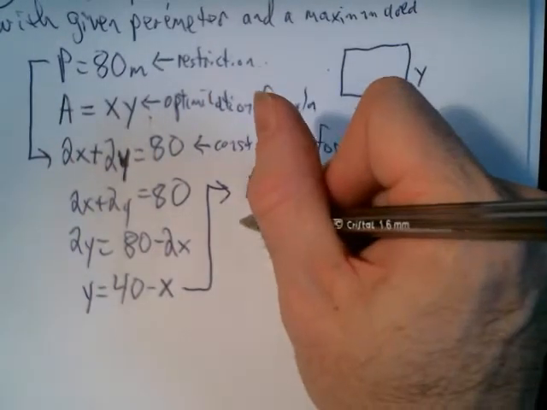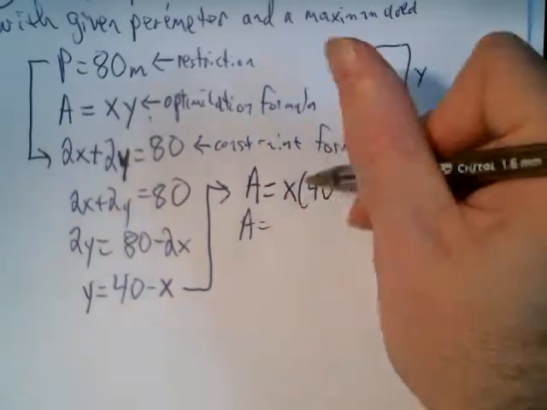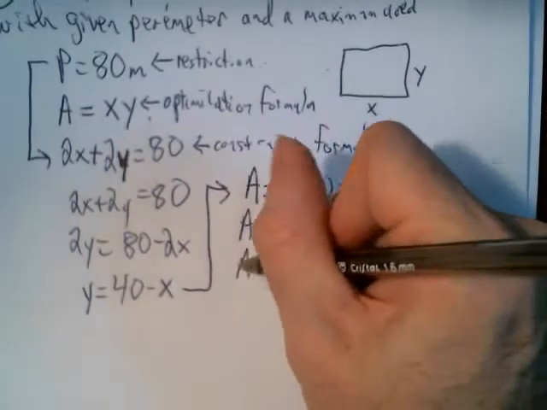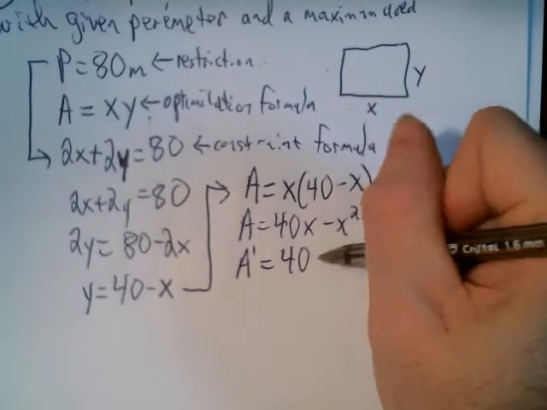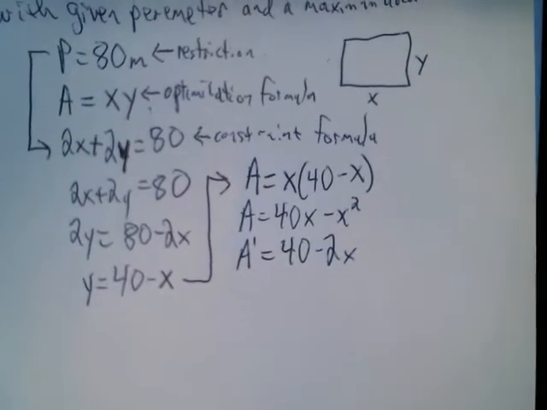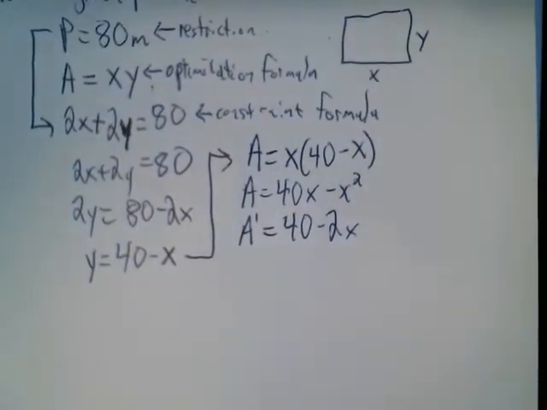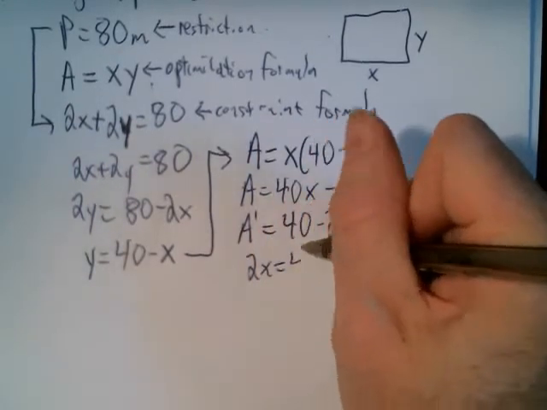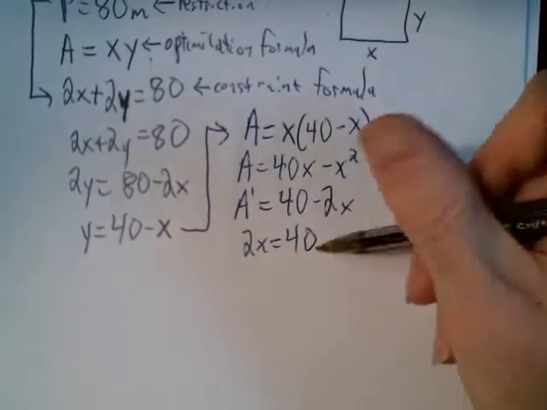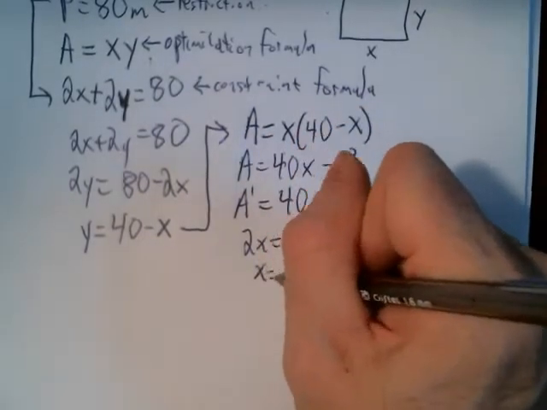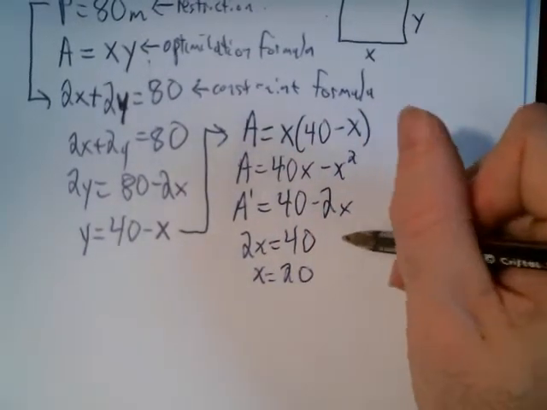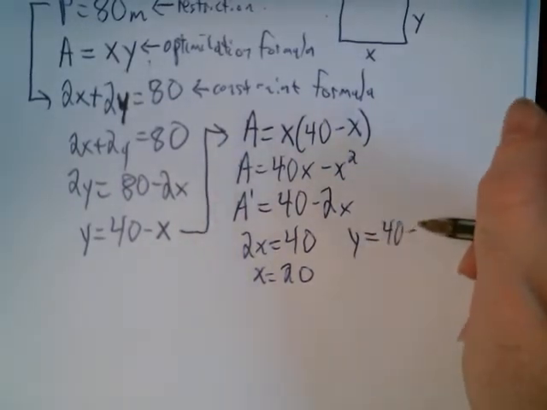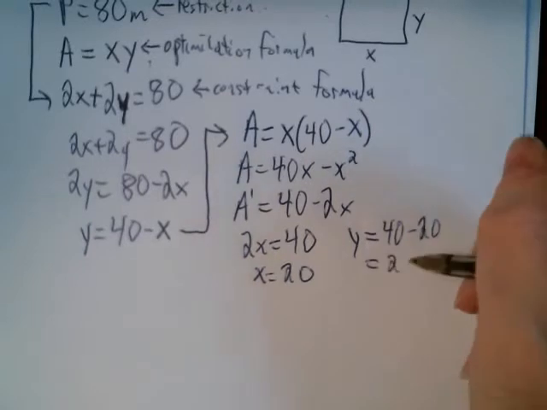Okay, so to take the derivative, we want to distribute the x, so 40x minus x squared. So the derivative of this will be 40 minus 2x. And set it equal to 0 for your critical number, and that usually turns out to be what you're looking for. Okay? So setting equal to 0 and solving, x is 20, and y then is 40 minus x, which is 20, so that's equal to 20.